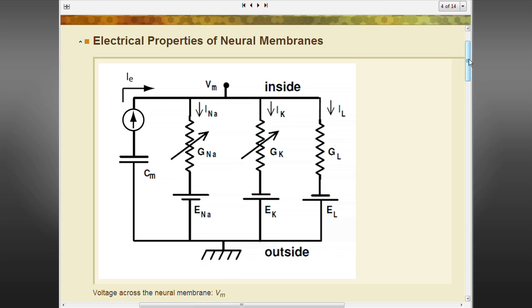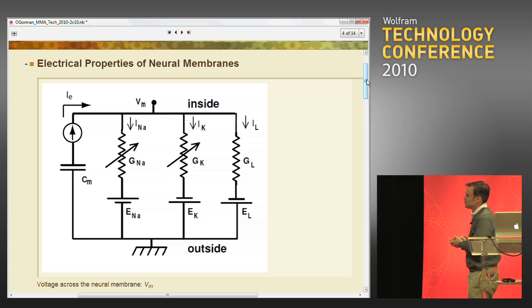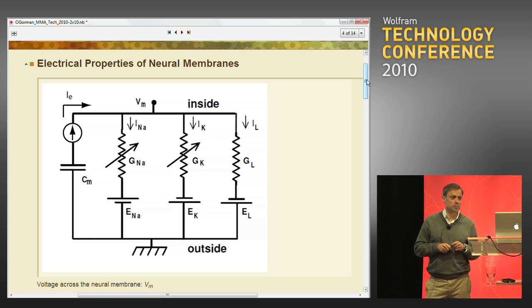So I'm going to briefly talk about this biophysically based differential equation approach. Very briefly, I don't have time to go into the details. They teach whole courses on this topic, but here's a circuit diagram of what goes on in the biological membrane that defines the auditory nerve fiber.